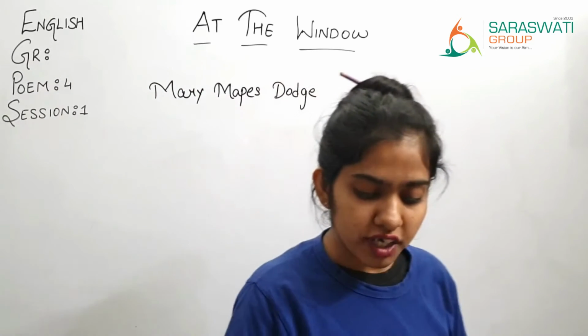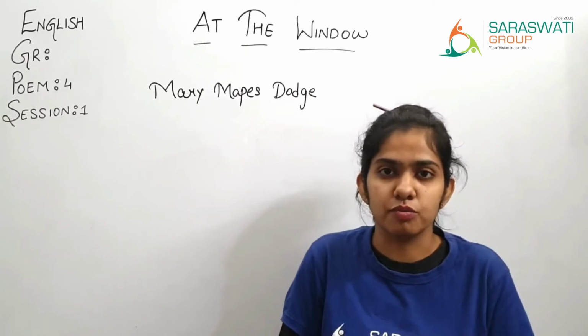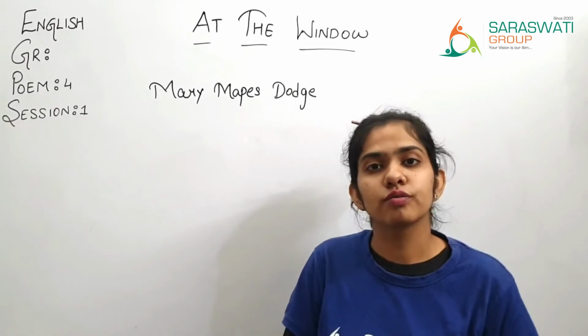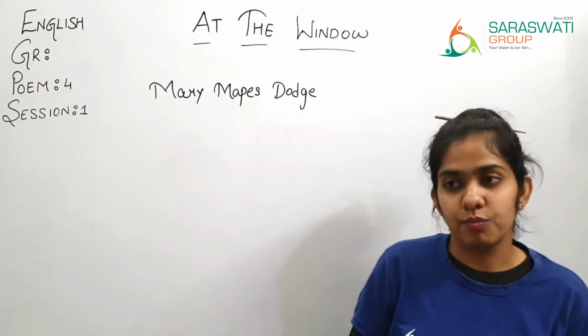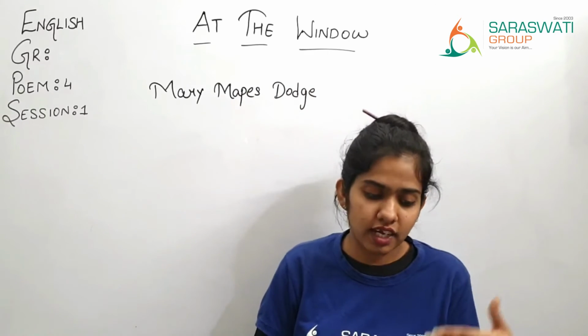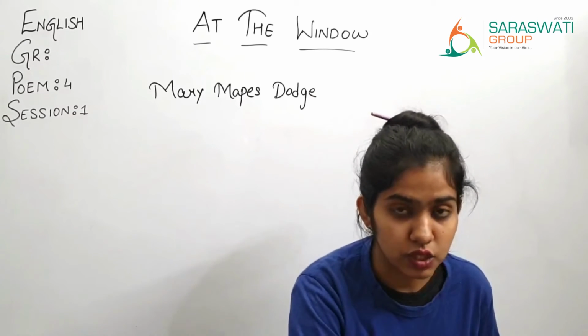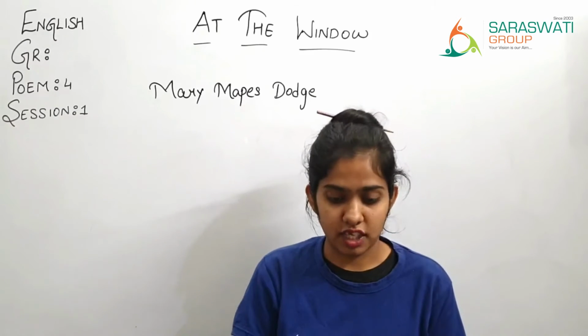Then the poet says the moon is bright and round. So is it yes or no? Yes, because the poet said that the pretty moon is bright and round. So the answer is yes. So this was all about our MCQ.